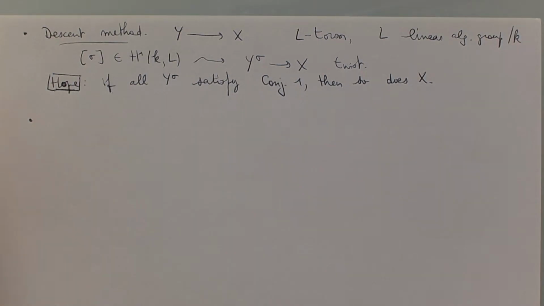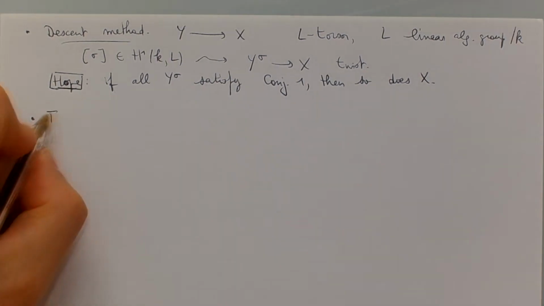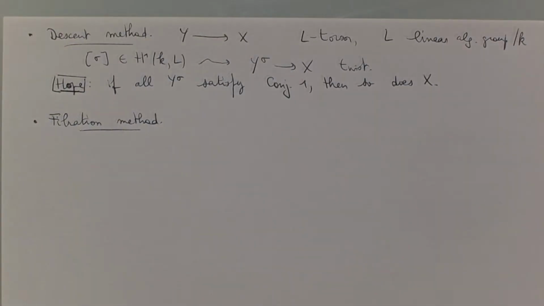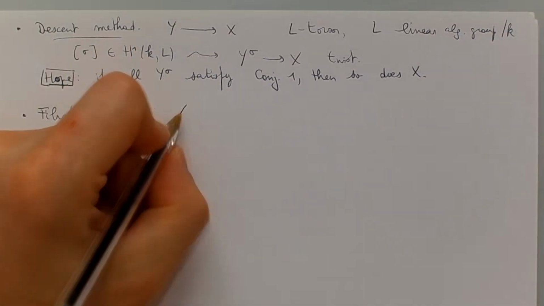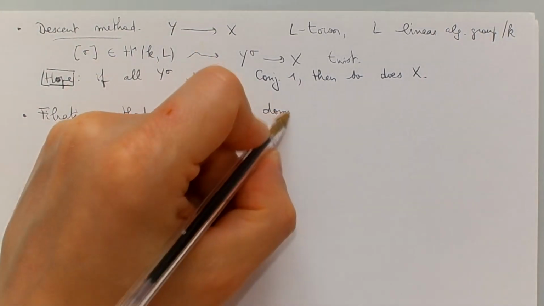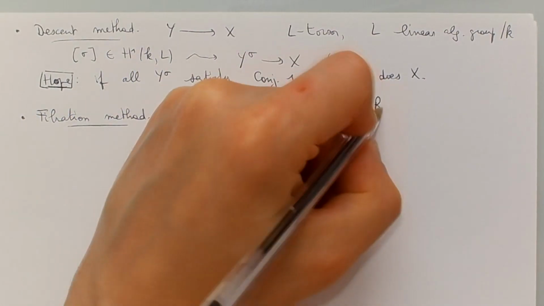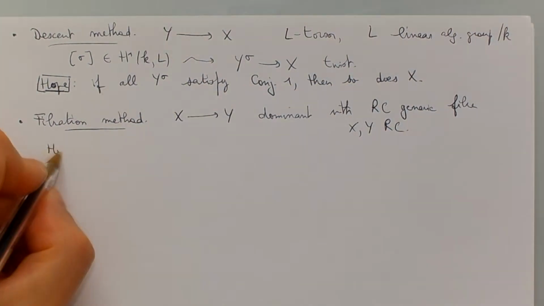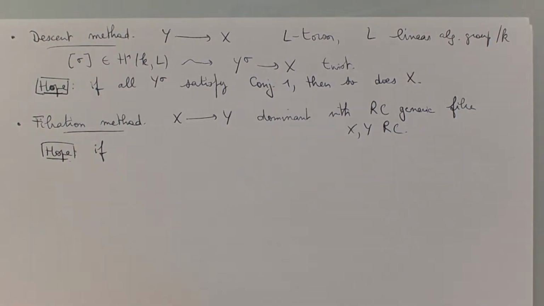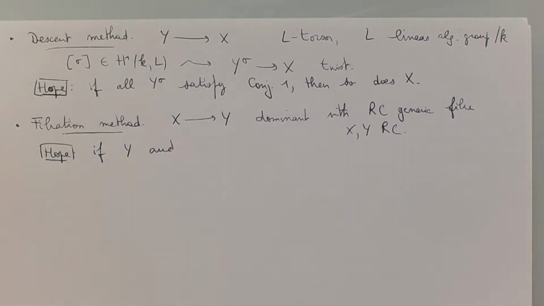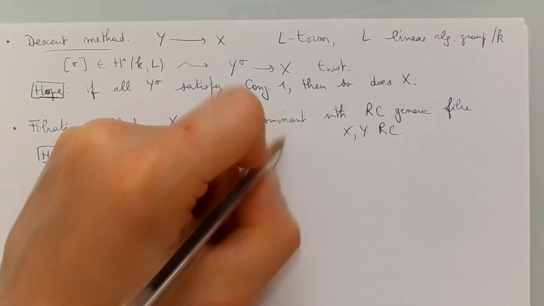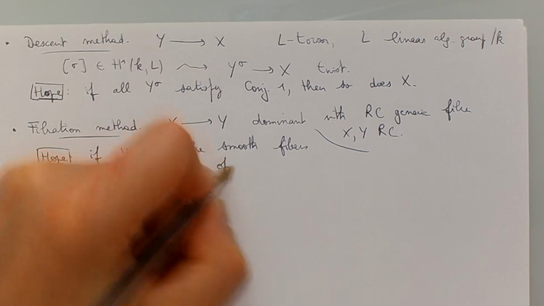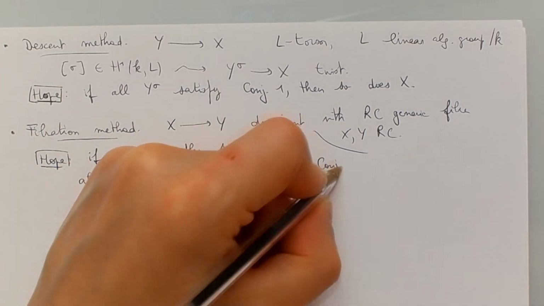The second tool that's been developed for this conjecture is the fibration method. So now we suppose that X has the structure of a fibration over an easier space. So let's say X to Y, say dominant with rationally connected generic fiber. So X and Y are themselves rationally connected. And the hope now is if Y, the base, and the fibers, let's say the smooth fibers, above rational points of Y satisfy conjecture 1, then so does X.